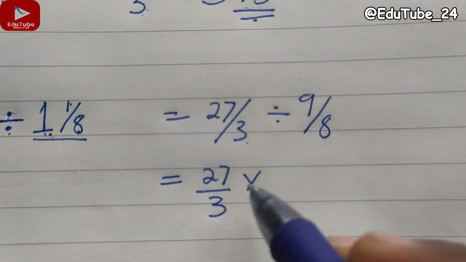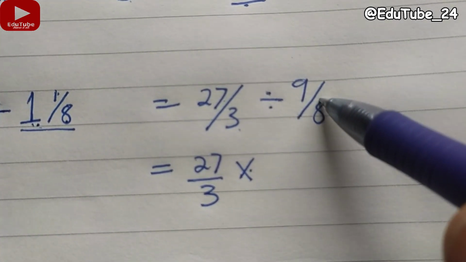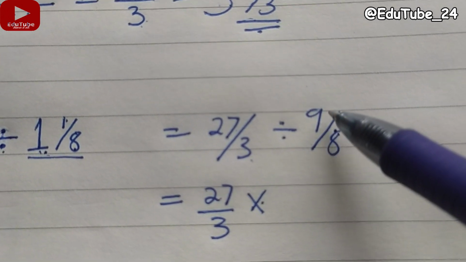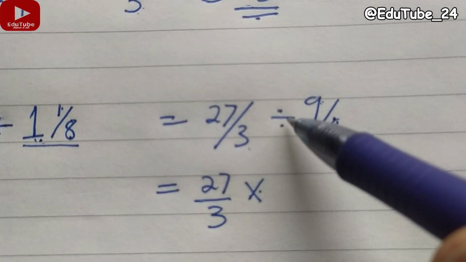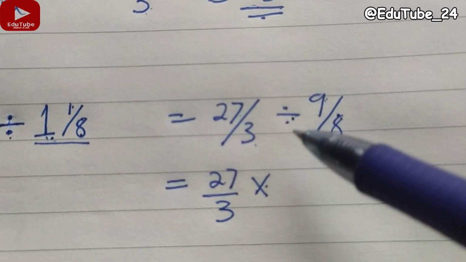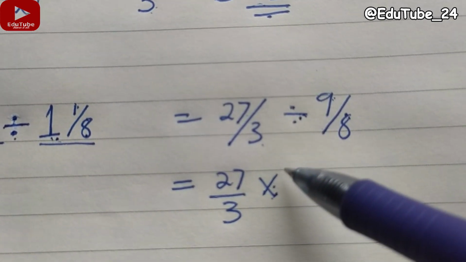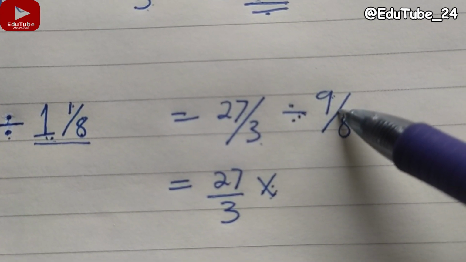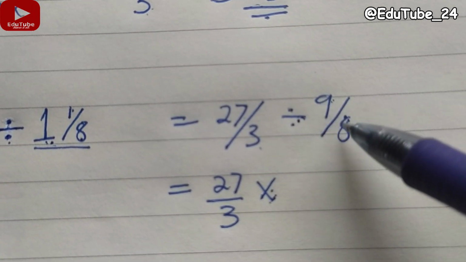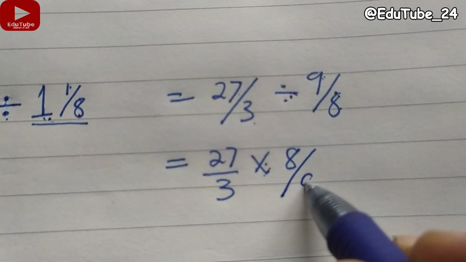sign will change to times, and then the division sign changing to times will have a consequence on the number next to it. So this number next to it, 9 over 8, will invert, because this divide has inverted into times. The opposite of divide is times. So the divide has inverted into times. So therefore, the number next to it has to also invert. So instead of having 9 out of 8, I will have 8 out of 9.